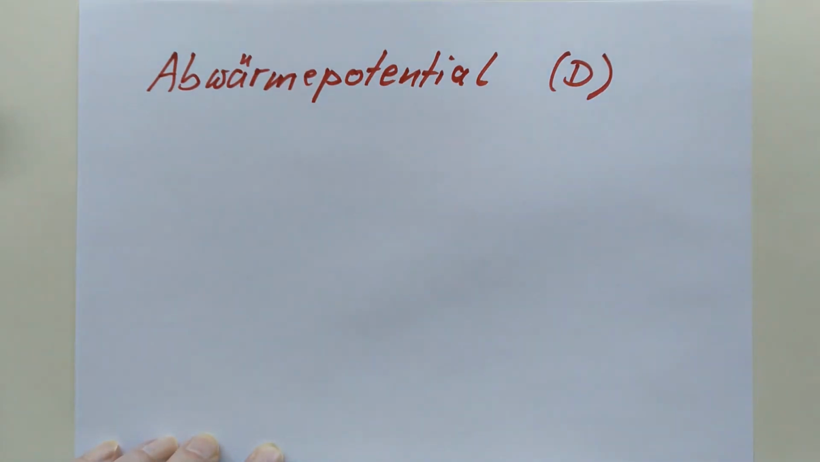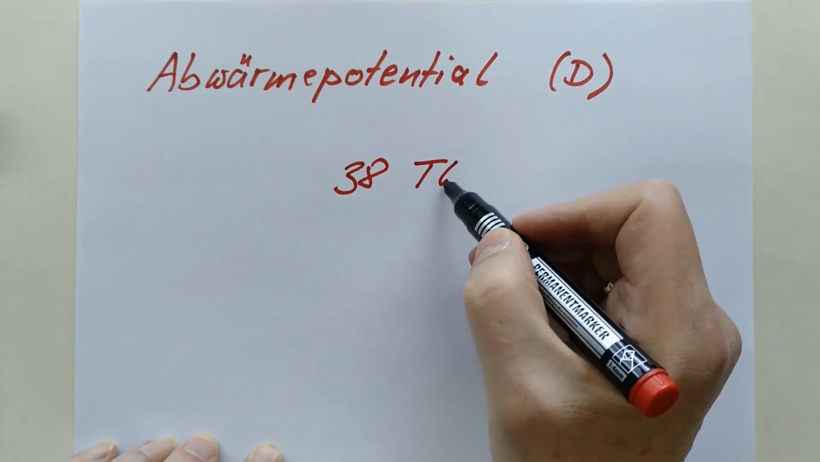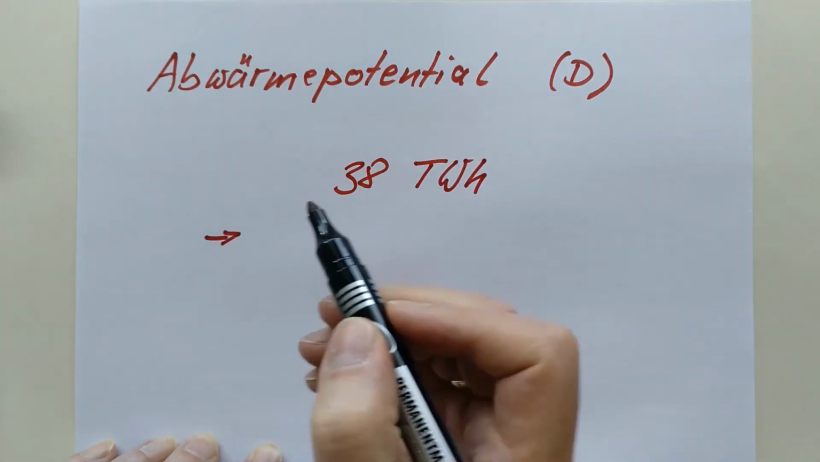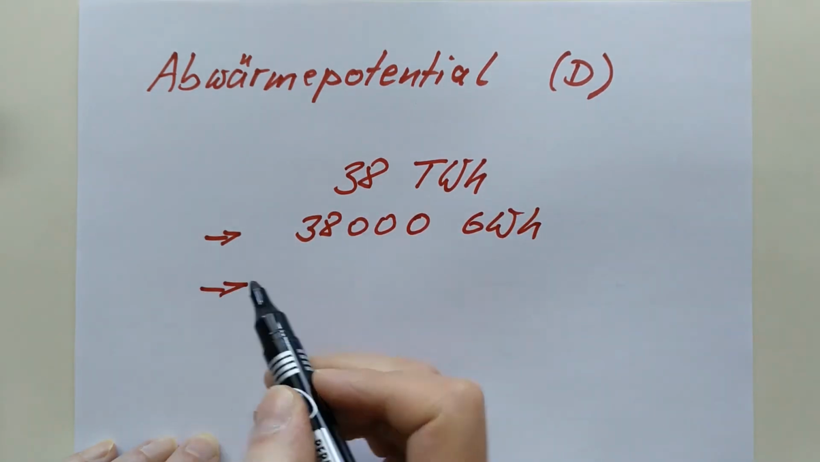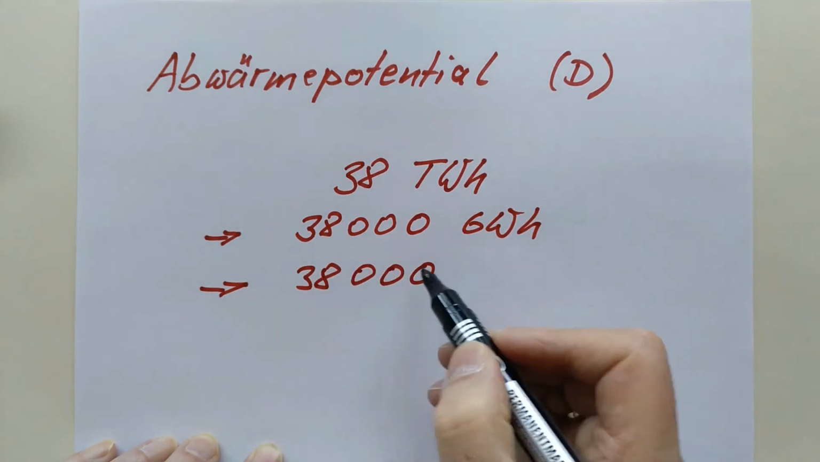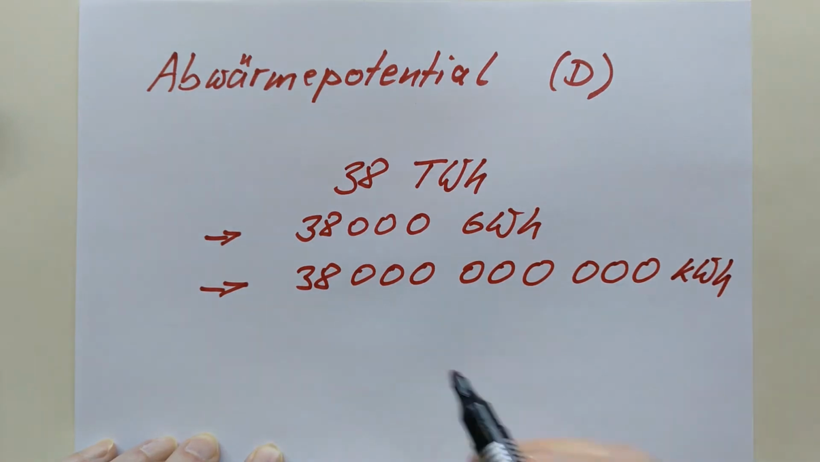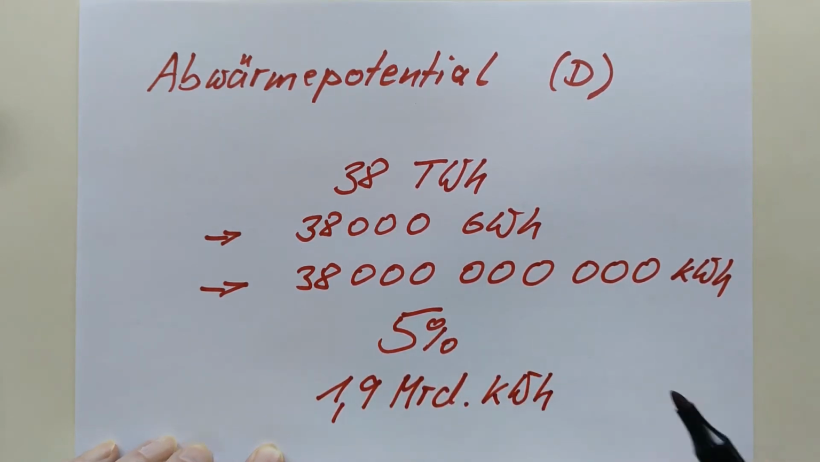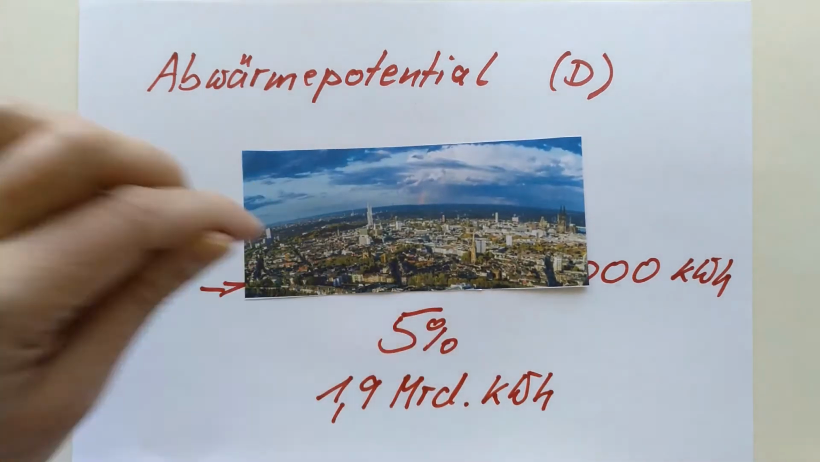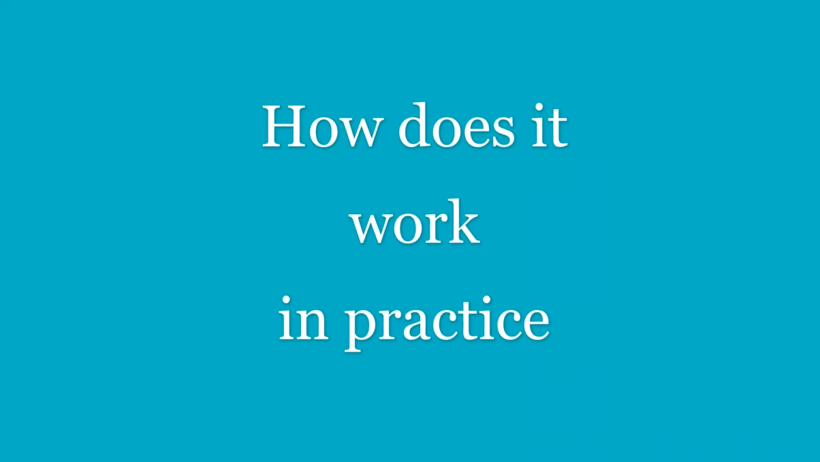In Germany it's about 814 petajoules per year. This corresponds to 226 terawatt hours annually. Of this, about 38 terawatt hours are at a temperature level that is suitable for generating electricity with the previously mentioned technologies. Even if we were to convert only 5% of that into electricity, that would be 1.9 billion kilowatt hours. That is about as much as the inhabitants of a city like Cologne consume per year.